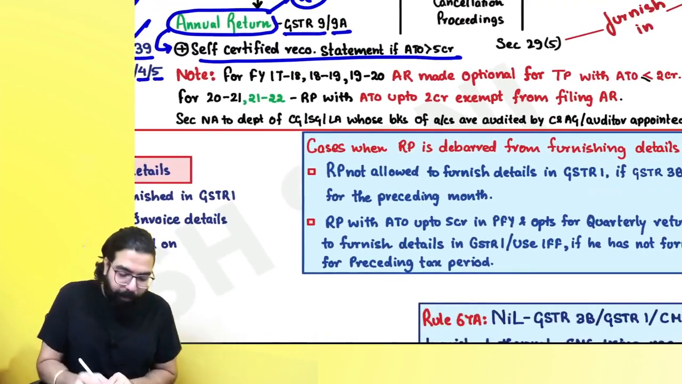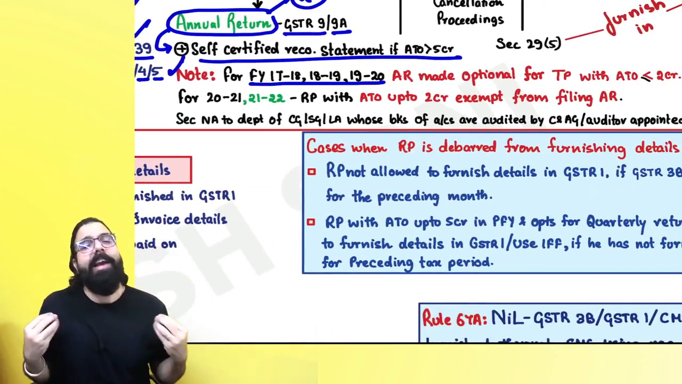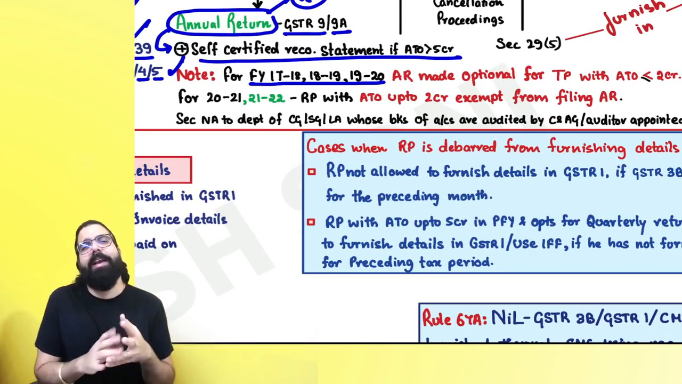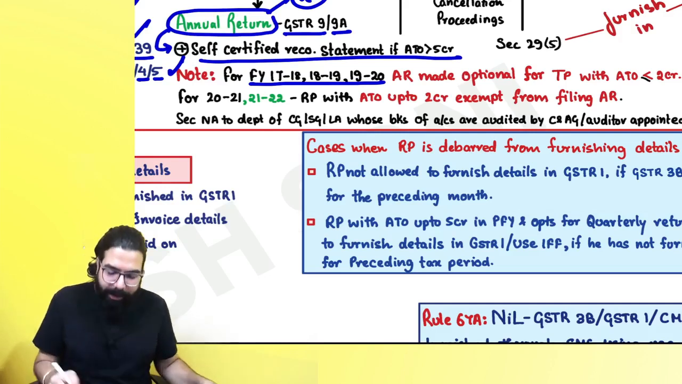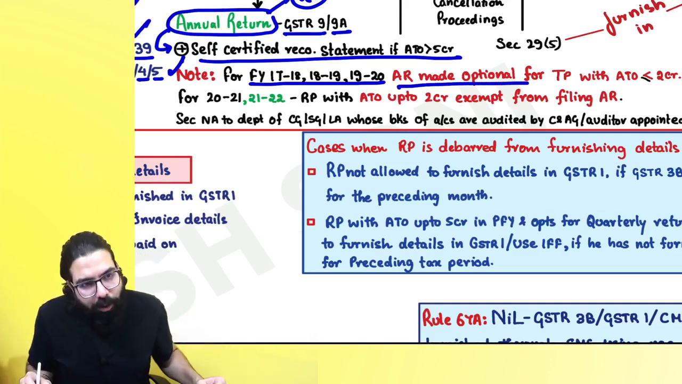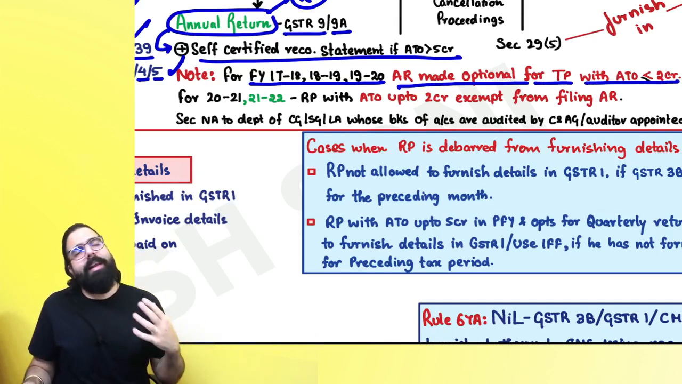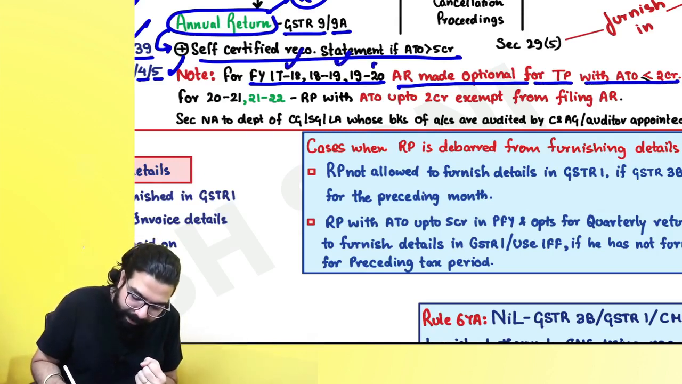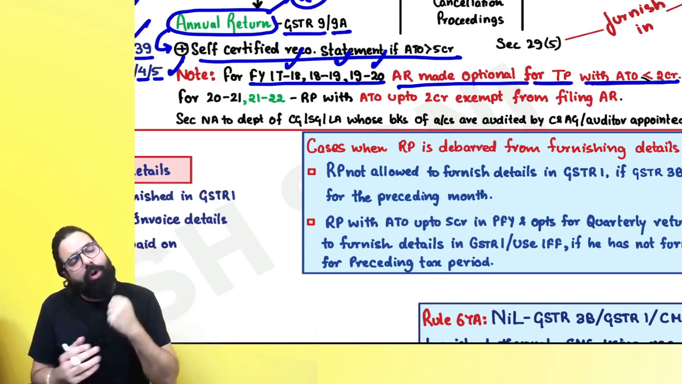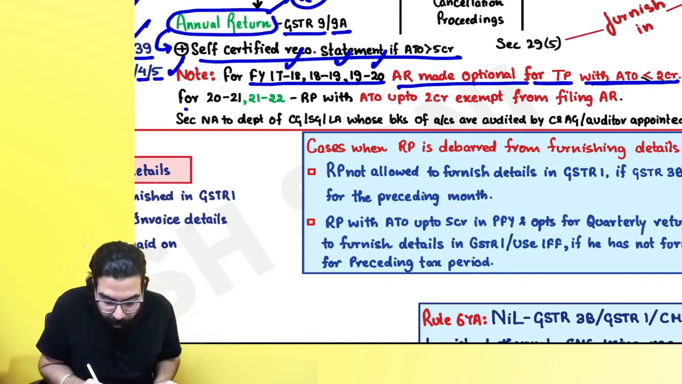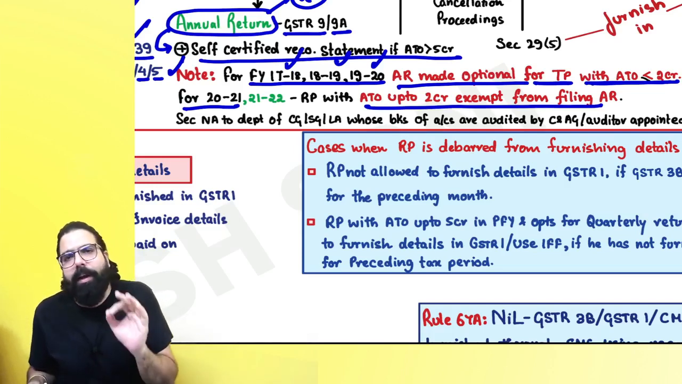Now you remember this point over here. For 17-18, 18-19, 19-20, generally every registered person was required to file an annual return. But then the government told that the annual return is made optional for taxpayers with aggregate turnover less than or equal to 2 crore in the years 17-18, 18-19, 19-20. The annual return was made optional for taxpayers with aggregate turnover less than or equal to 2 crore. For 2021 also, people were exempted from annual returns.